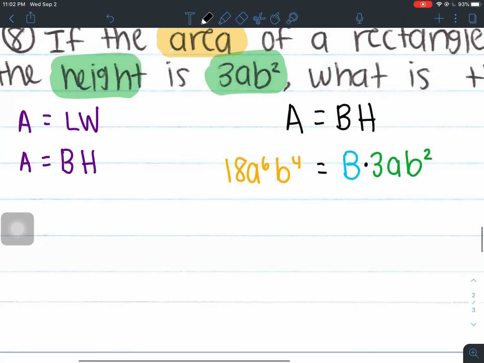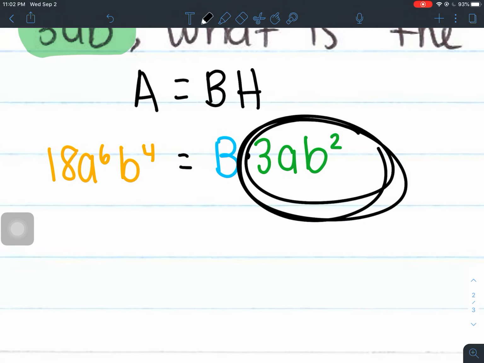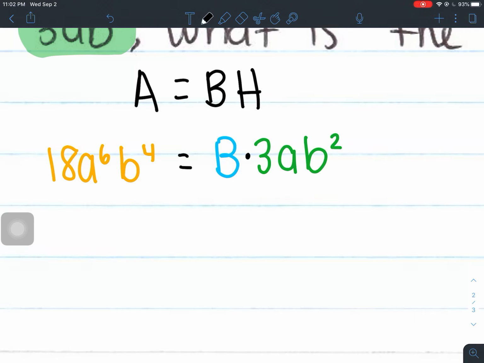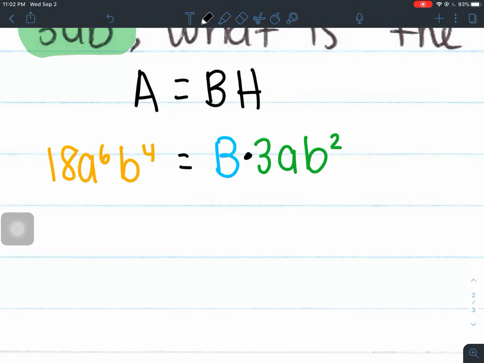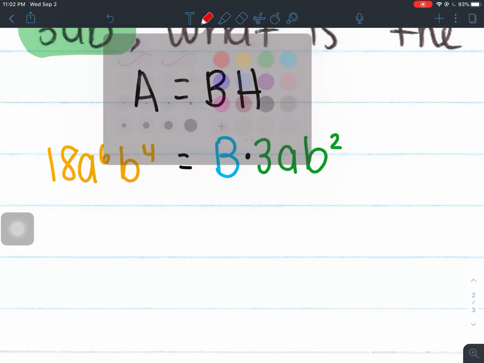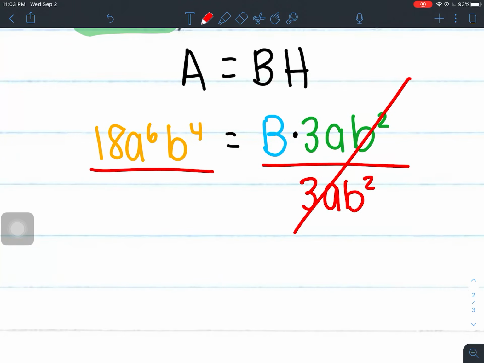So anytime in math when you're looking for something, you want that something to be by itself. So how do I get the baby blue B to be by itself? I got to get rid of all this stuff over here. So now you got to think back to solving equations, right? How do I get rid of this stuff? Well, right now it's being multiplied to B. So what's the opposite? You're going to divide it out. So we're going to divide out 3ab squared. We're going to get rid of this, the whole thing, so we can move it to the other side.